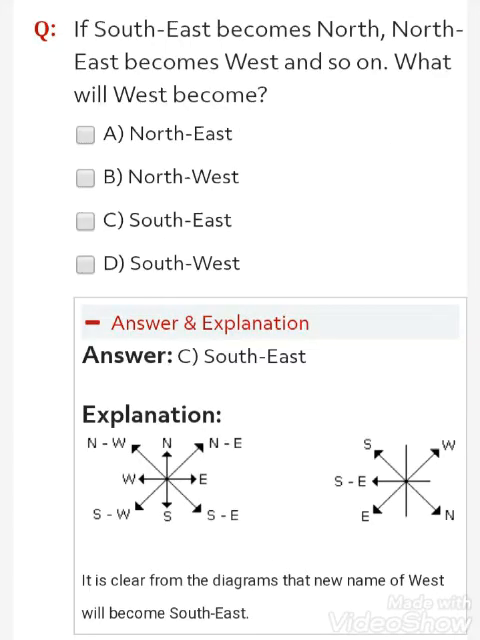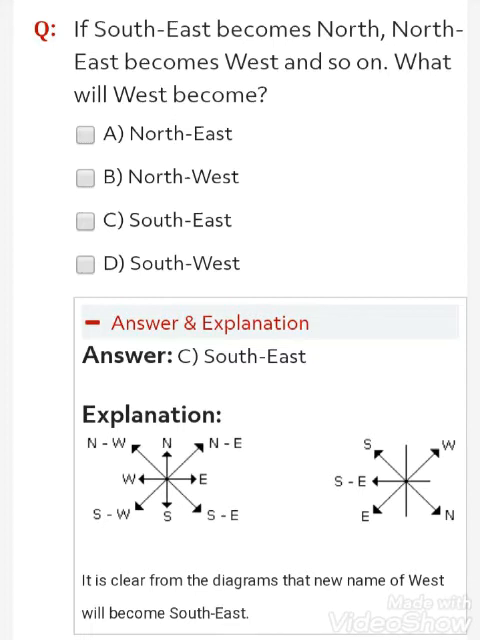Now come to the second question. If southeast becomes north, northeast becomes west, and so on, what will west become? Again I will read the question. If southeast becomes north, northeast becomes west, and so on, what will west become? Your options are northeast, northwest, southeast, southwest. Now the answer and explanation is, the answer is southeast. And why? You can see the explanation, it has been given.